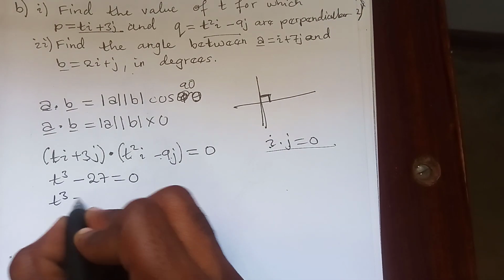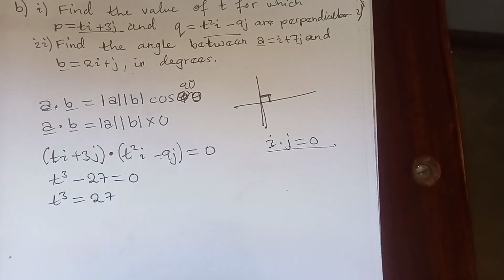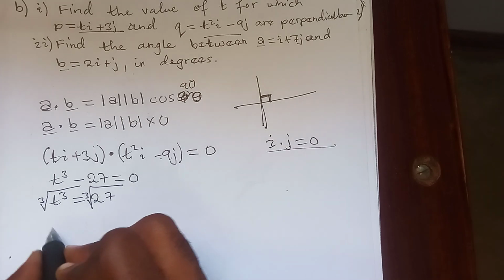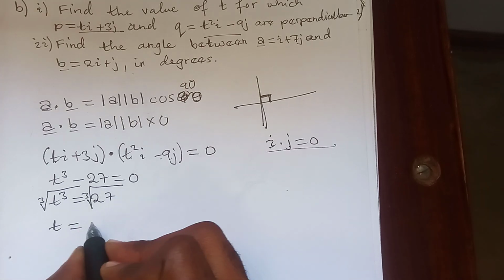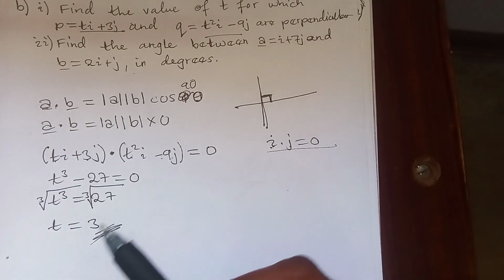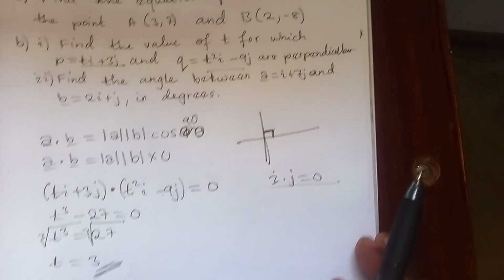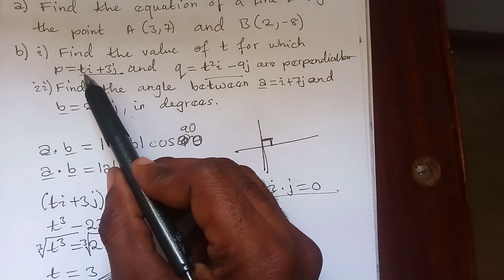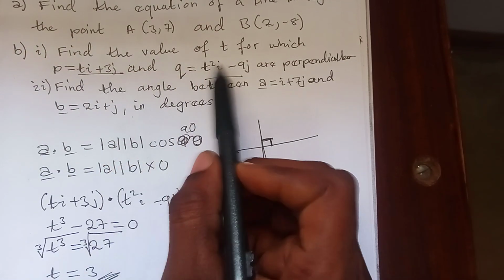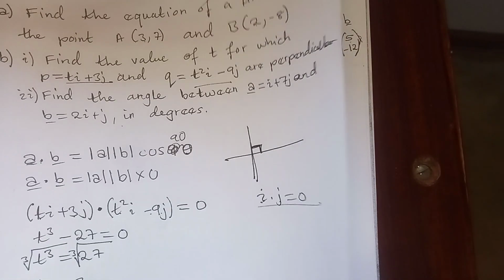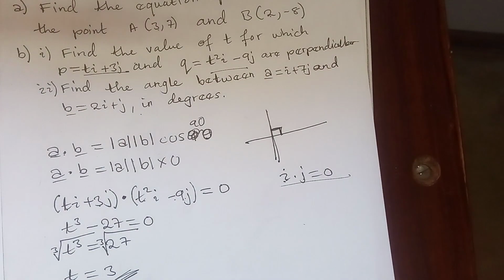Then we have t cubed is equal to 27. You can introduce the cube root on both sides so that your t is 3, and you're done. So you have solved for t when the two vectors are perpendicular. To verify your answer, you can simply substitute this one in there and then find the dot product of the two vectors. And then if you're getting a 0, it means your answer is correct. If not, you may want to try again.